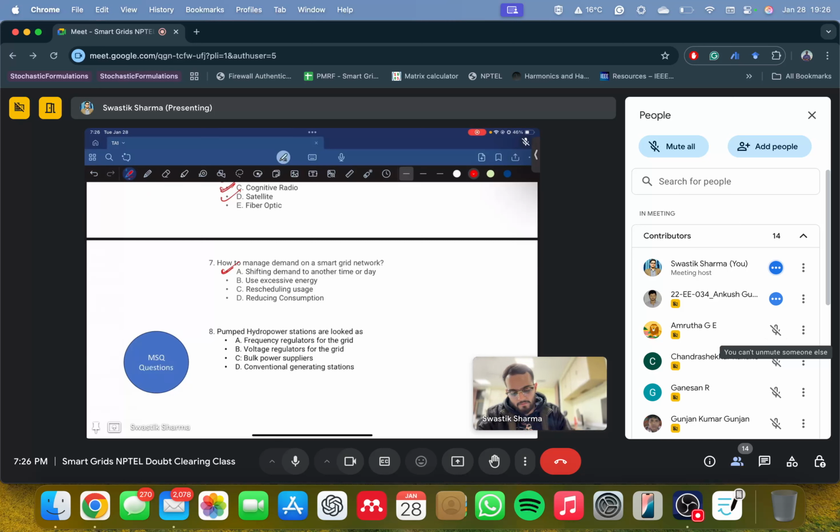Reducing consumption. Why would B, use excessive energy, be an answer? Do you want to use more and more energy? That's not what smart grids are being used for. You don't want to use excessive energy. You only want to use that amount of energy which could sustain the load. Rescheduling usage, C, was correct. Anything else?